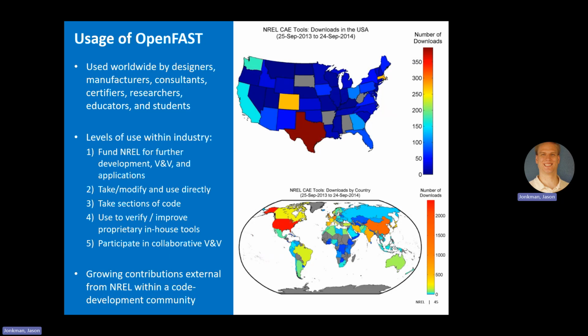Some industry members are more like, we don't necessarily need NREL because we do work ourselves, but they take it and use it internally, maybe make modifications themselves. Some users maybe rely on some other software and they're taking sections of the code, maybe a module or maybe an aerodynamics piece of the code. Some are using it more to verify or check their own internal proprietary tools. And some just more collaborate, in terms of, we have our software, we're not really using yours, but we're working together in the sense of verifying and validating against data sets and so on.